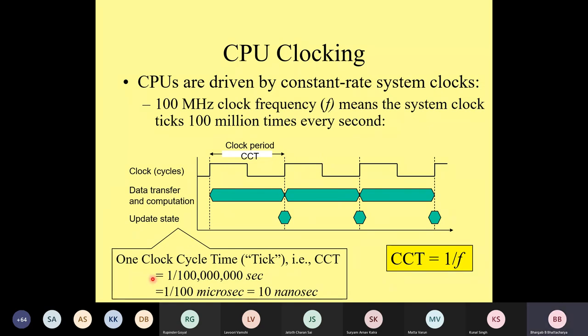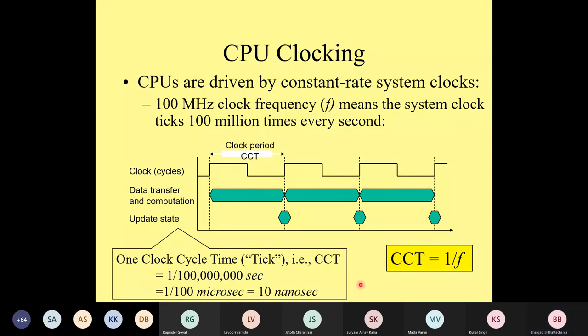Another thing is that the frequency is inversely related to the clock cycle time. So if I have a 100 megahertz clock frequency, then the clock cycle time would be the reciprocal of this, 1 by 100 megahertz, which turns out to be 10 nanoseconds.